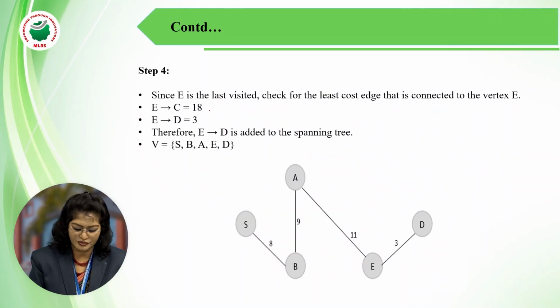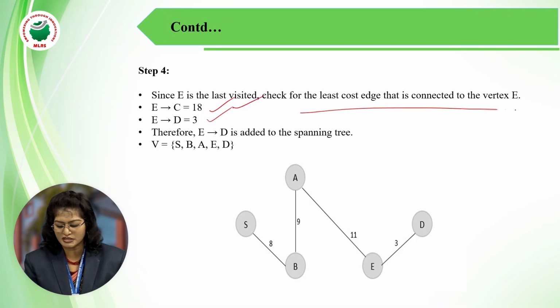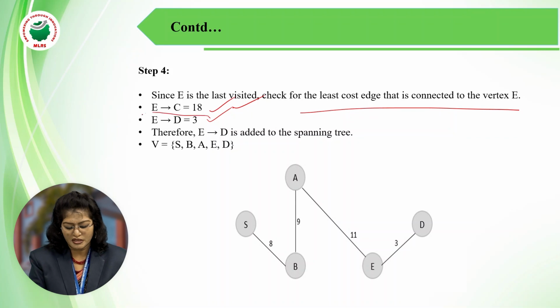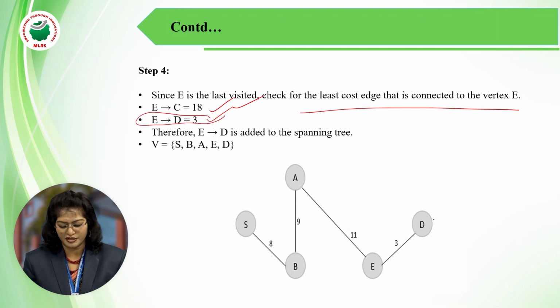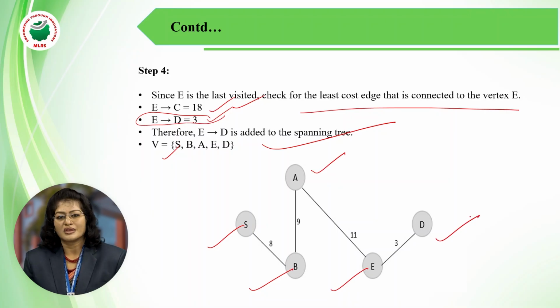Step 4. So already that is visited, so that's why we have taken here 2. So last visited, check the least cost vertex. E to C is 18, E to D is lower. So that's why we will be taking here the shortest, that is E to D. It is added to the spanning tree, and the next visited nodes are S, B, A, E, and D. So these are all we have entered. So step 4 is also completed.